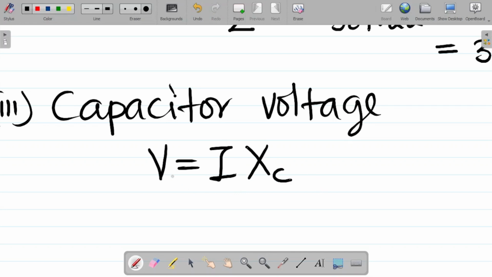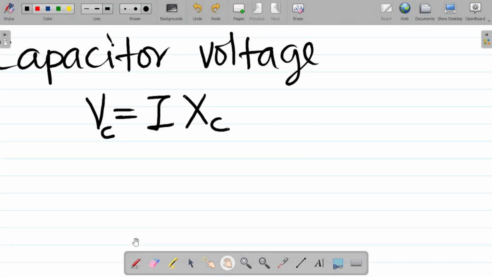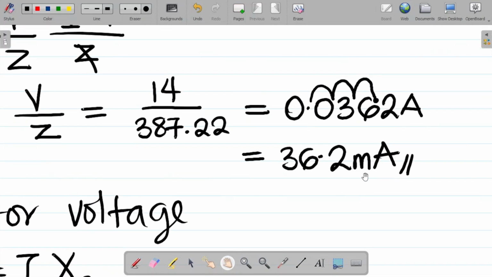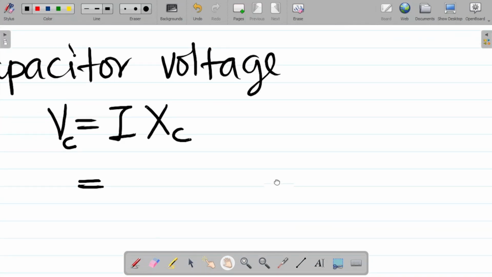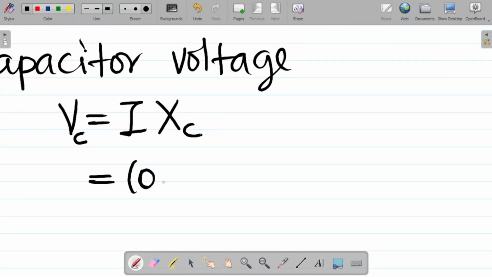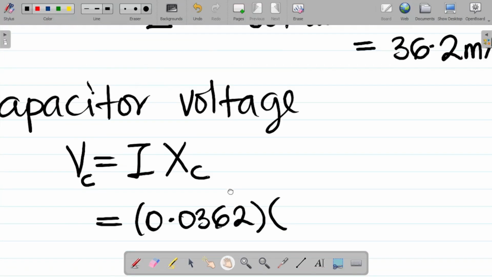So for the capacitor voltage, let me put C here. C means capacitor, V means voltage. So VC means the voltage of the capacitor, or the capacitor voltage. VC is equal to I times XC. What's the value of I? We got the value of I. This is the milliampere; let's take the decimal value, which was 0.0362. That's I.